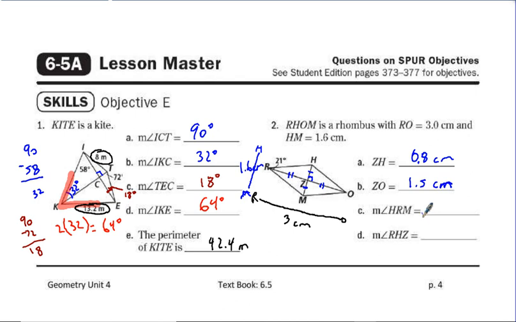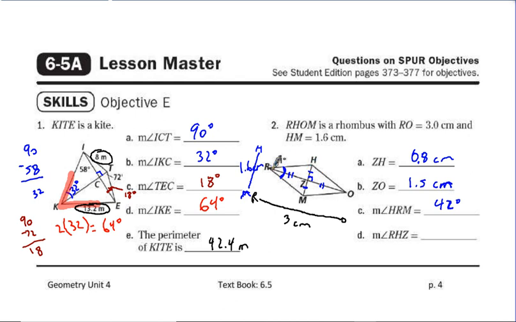The measure of angle HRM is this entire angle here, and they told us that angle HRZ, just half of it, is 21 degrees. So we're going to double the 21 degrees and get 42 degrees for the whole angle. And similarly, RHZ is now just one portion. It's not the whole angle, but just this little portion here.